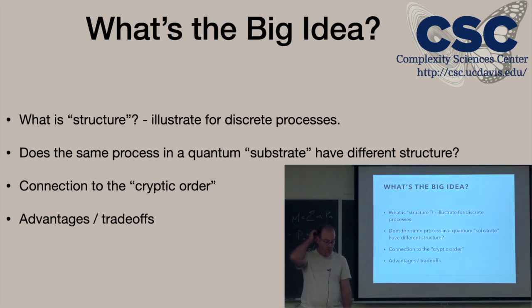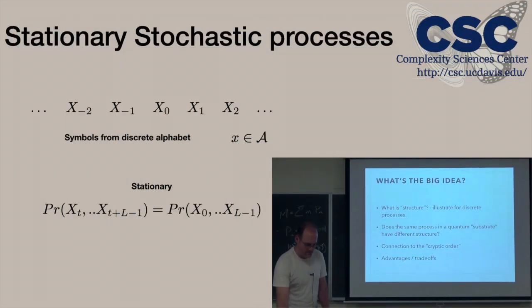We want to ask questions like, what is structure? But here, what is structure for quantum processes? And then we want to understand the relationship between the representations of a particular process when thinking of this in terms of a classical versus a quantum substrate. And then something that we might get to is this connection to the cryptic order, which you guys are familiar with from this class, which is kind of a funny thing that it pops up in this quantum context. And then if we have time, we'll talk about the trade-offs.